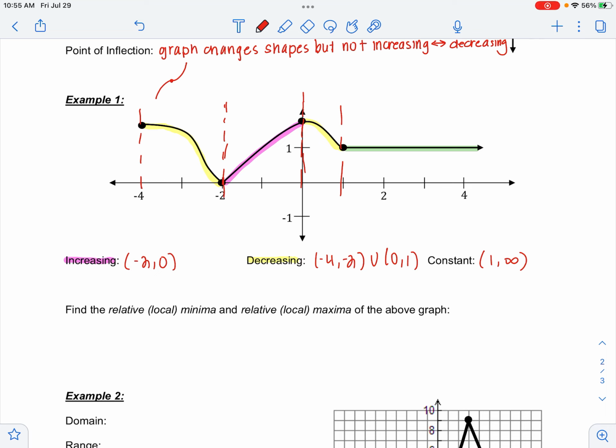Next, it says find the relative or local minima. We put the local in parentheses. Some books say local, ours does not. So we're going to say relative minima and relative maxima of the above graph.